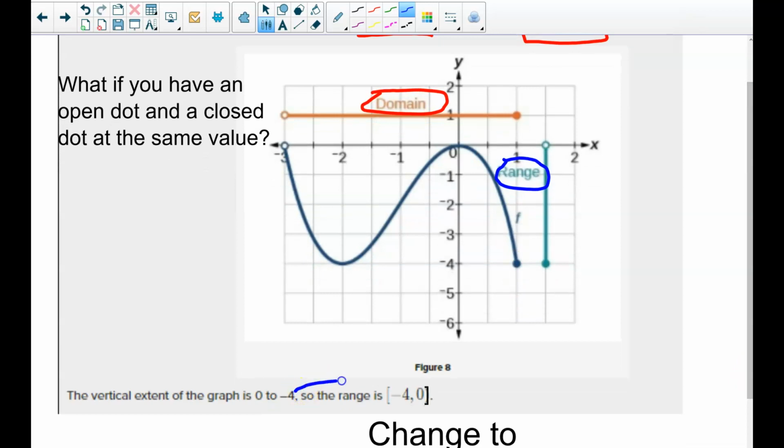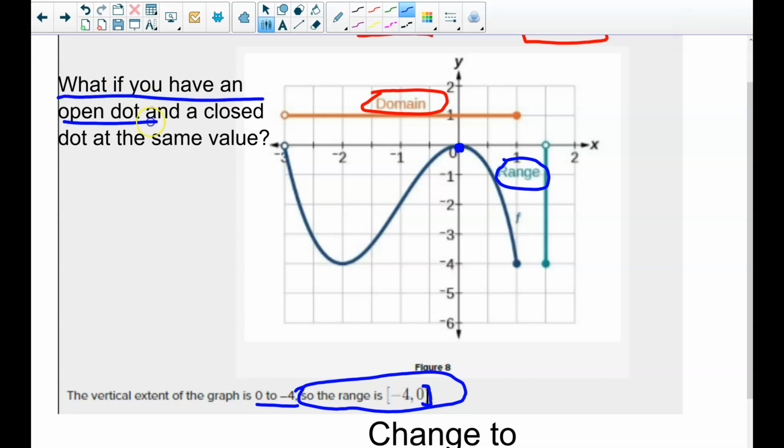So when I list out my range for this, since the extent is from 0 to -4, I would have a bracket around -4, and then it also has this closed point here at 0, even though there's an open point there. So we'd also have a bracket around 0 here, because this one is also a point that's on the graph. It's a closed circle, so that looks a little bit different.